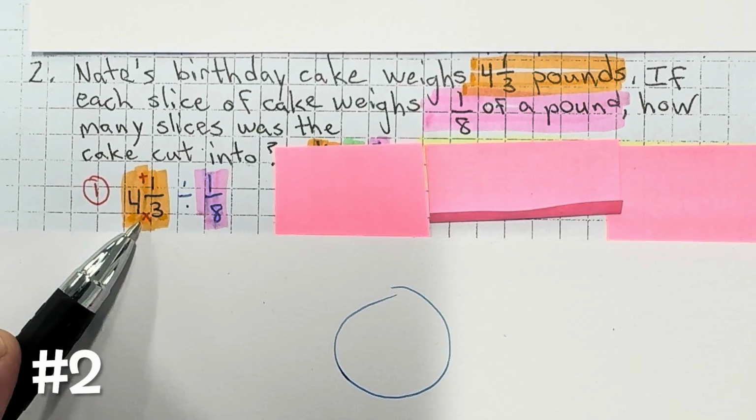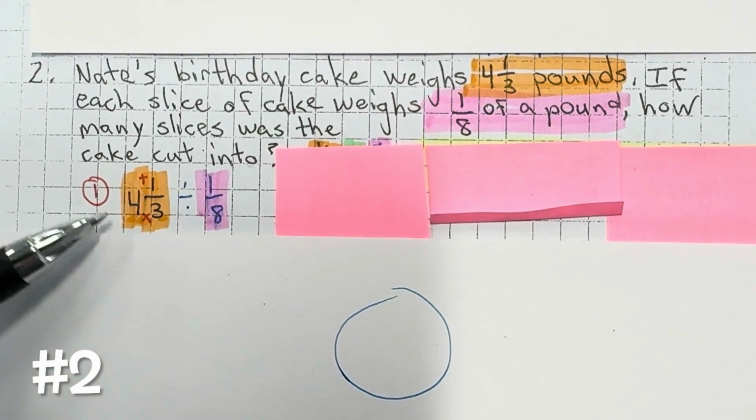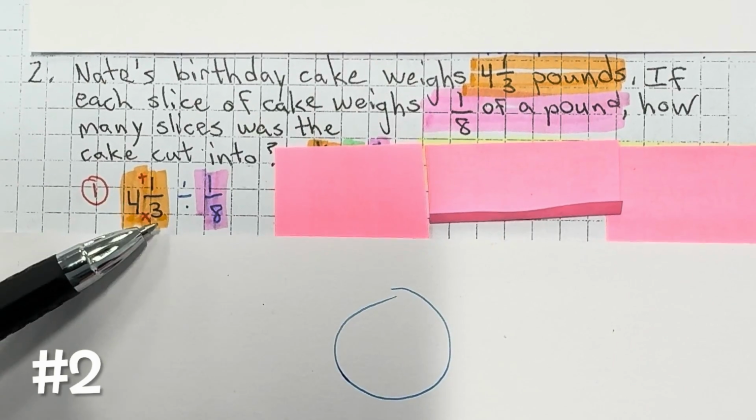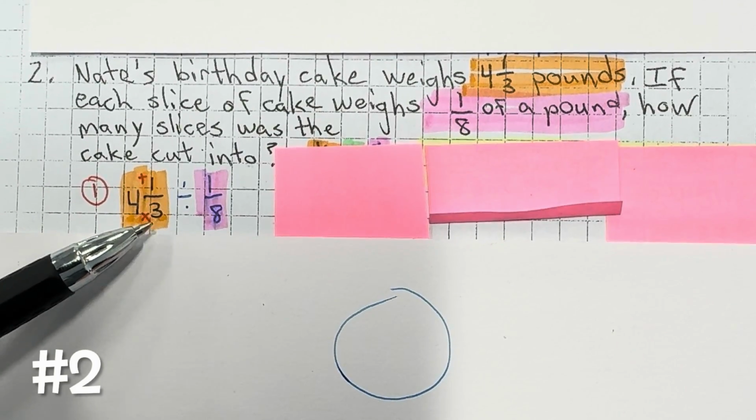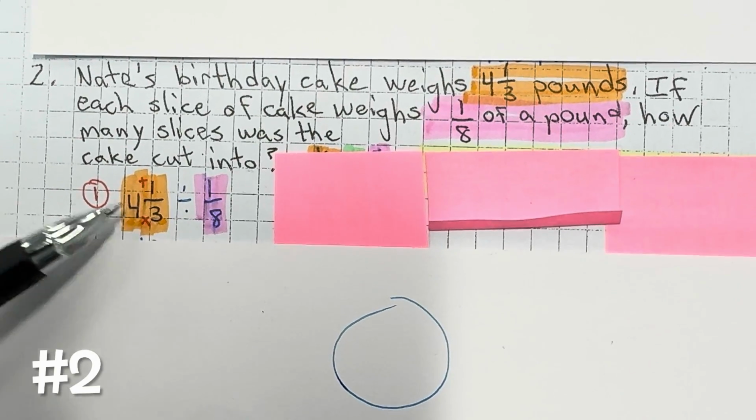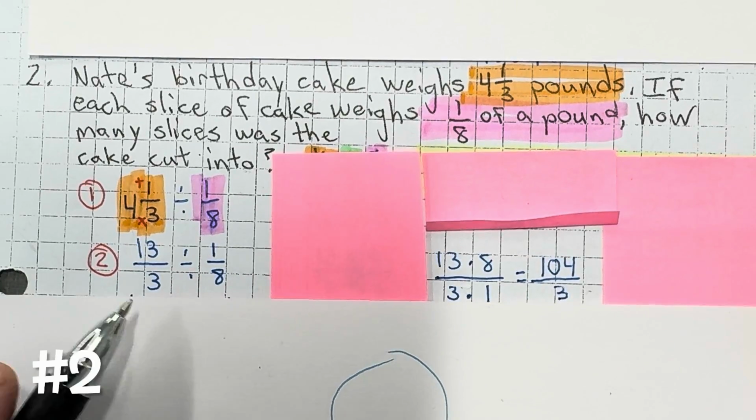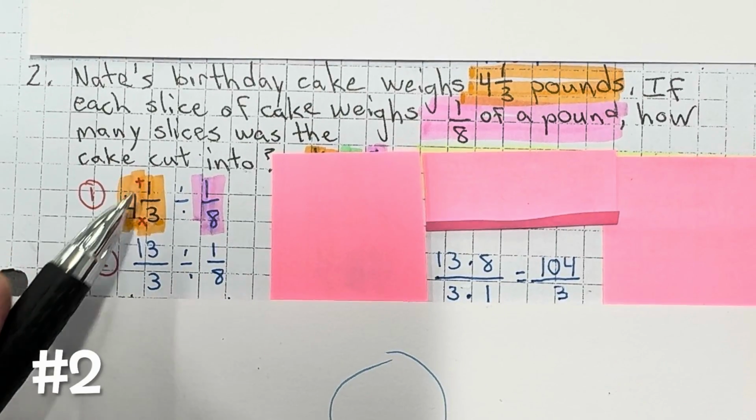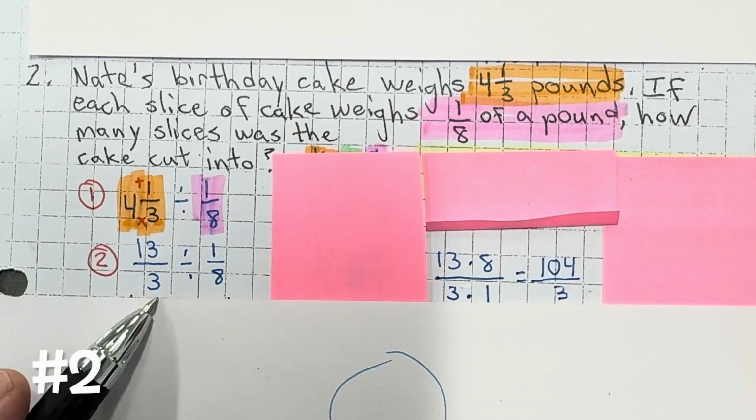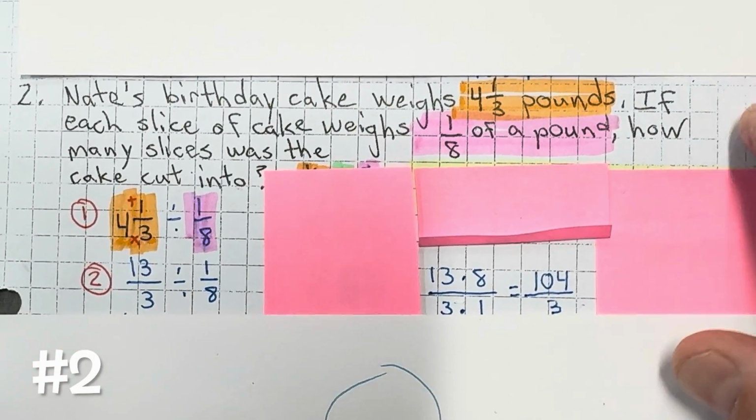So we have a mixed number divided by a fraction. So you cannot divide a mixed number, so we're going to turn this mixed number into an improper fraction. And you do that by multiplying the denominator by the whole number. So 3 times 4, which is 12, plus 1 is 13, and you keep the denominator. So we have 13 thirds divided by 1/8.